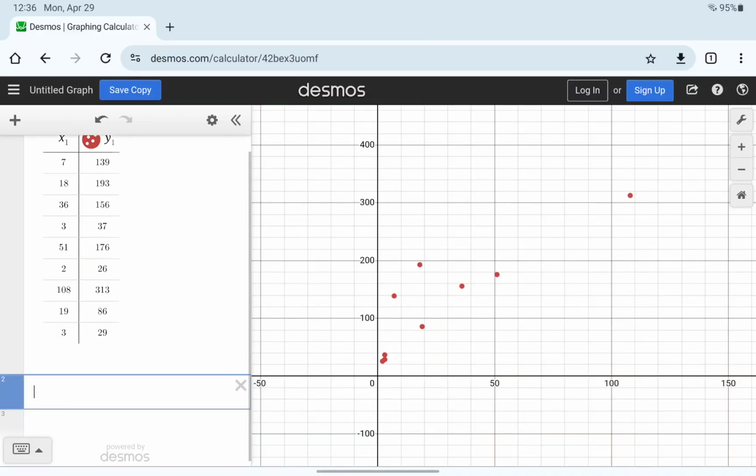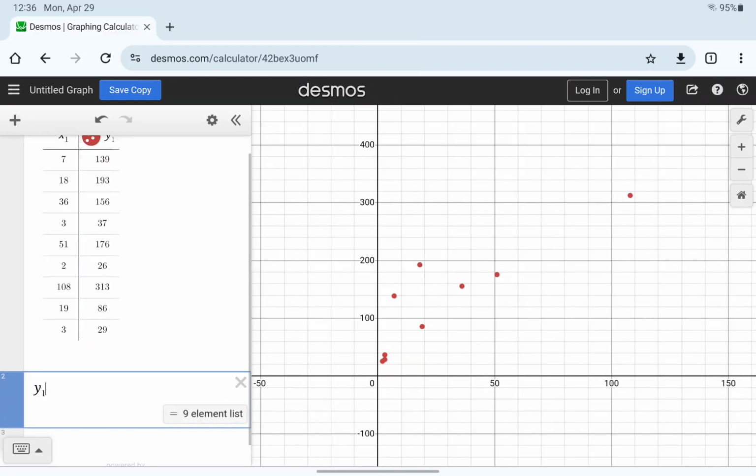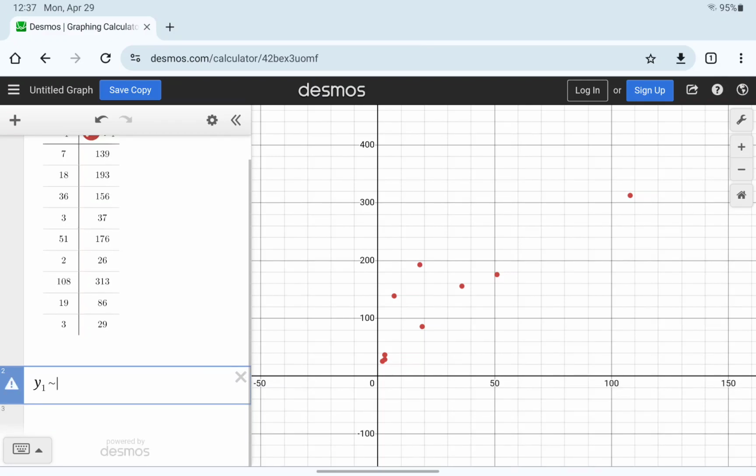What we'll do to generate this line of best fit is type in Y1, the value for the variable that we have for our Y values. Then we'll use the tilde symbol, the little squiggly line, which is usually located next to the 1 key on a keyboard. M times X1 plus B.